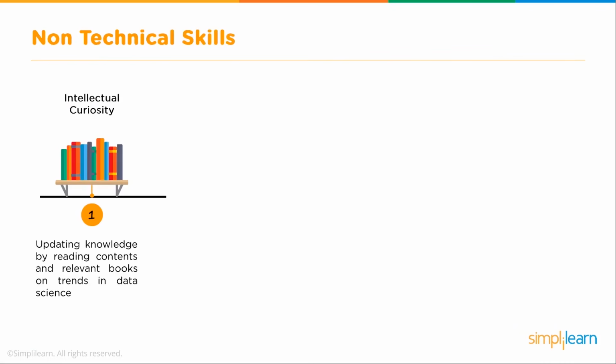Probably the most important one in data science and any of our data analytics is intellectual curiosity. Updating knowledge by reading content and relevant books on trends in data science. There's so much going on in this field, and it's exploding now that it's hard to keep track of it all. So you really need to have that curiosity in data science, probably even more so than a lot of other fields. But I would say in just today's world, you need intellectual curiosity because things are changing so rapidly in today's world, the way that it's going with our technology.